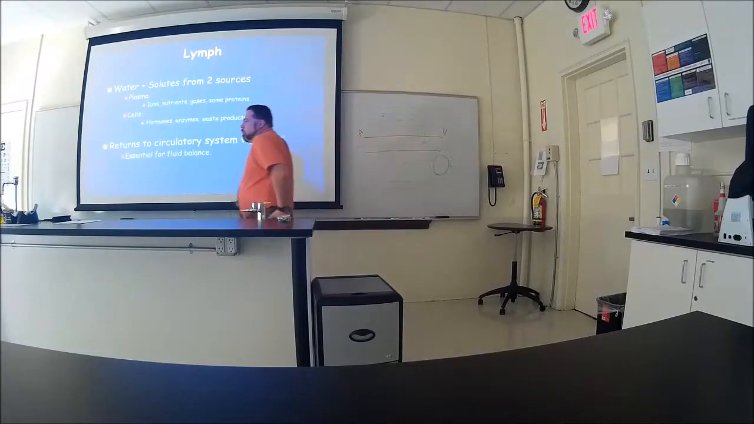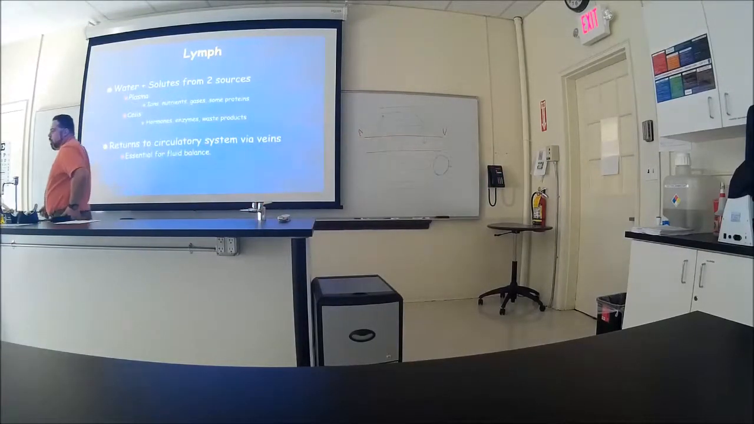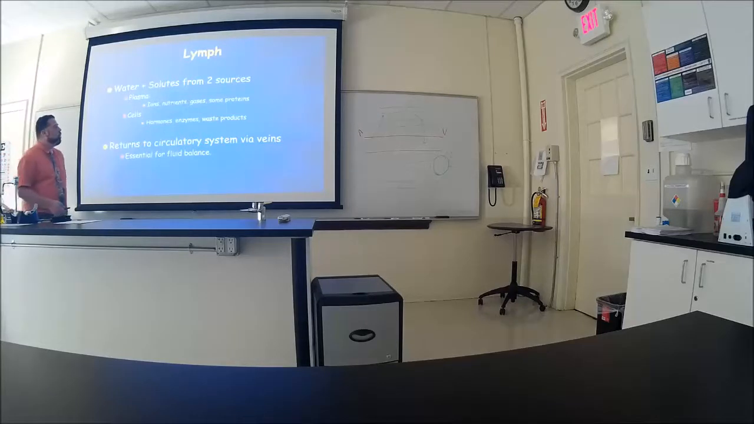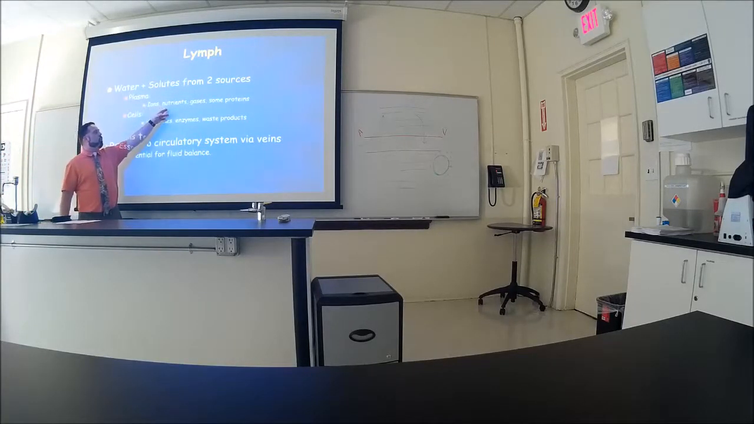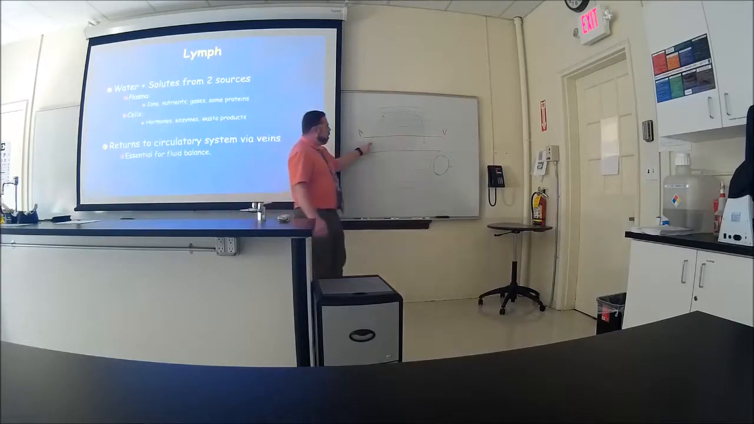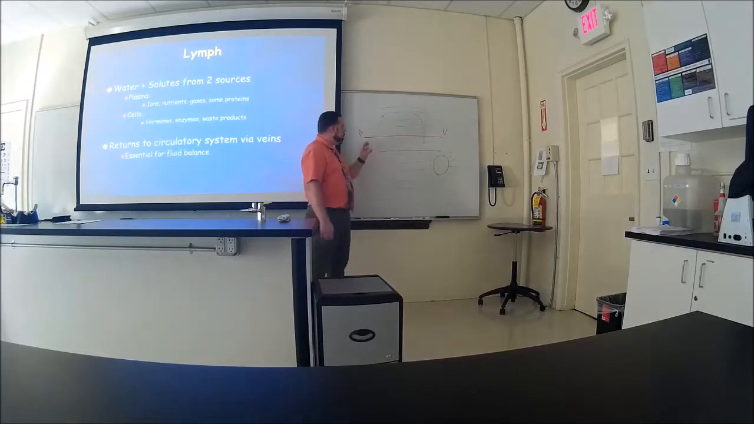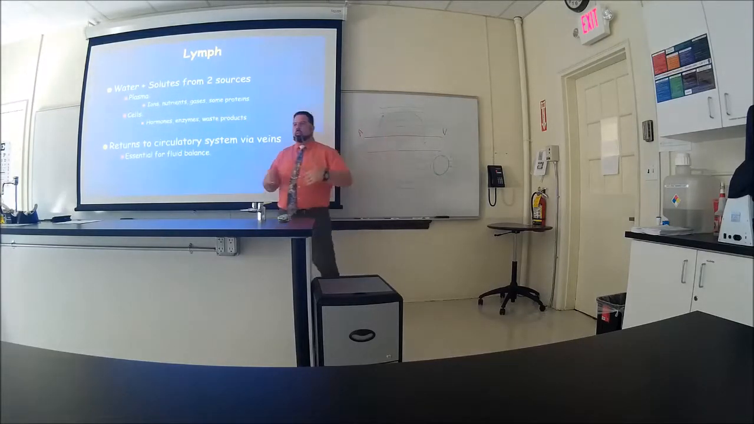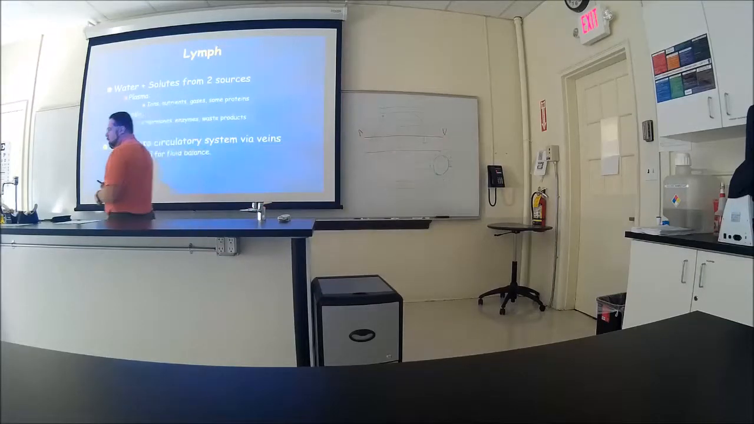All right, so we've been talking about this lymph. What's in lymph? Well, water and solutes from two sources. From plasma, we have the ions, the nutrients, gases. So it's the stuff that comes from the blood. You're not going to get red blood cells in there, but you are going to get the plasma. And we talked about what's in plasma, all those things there.